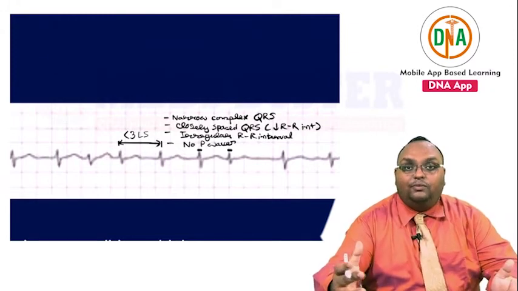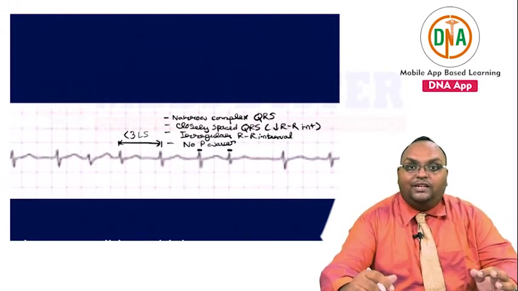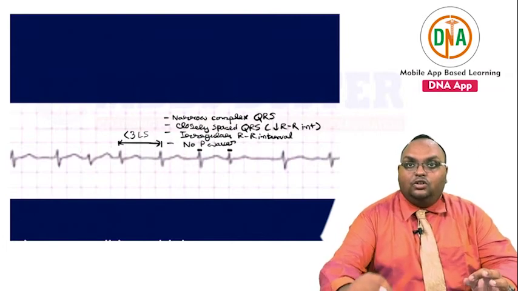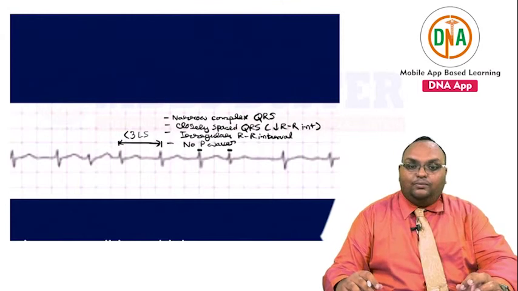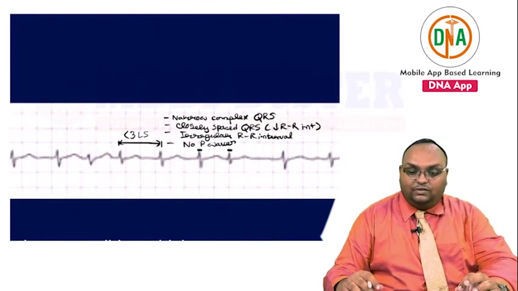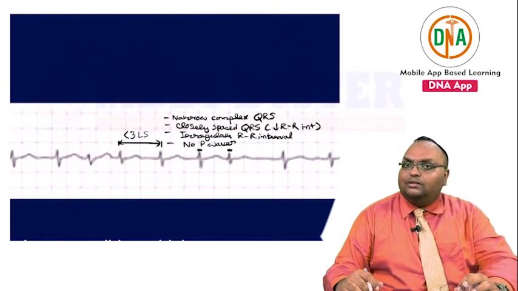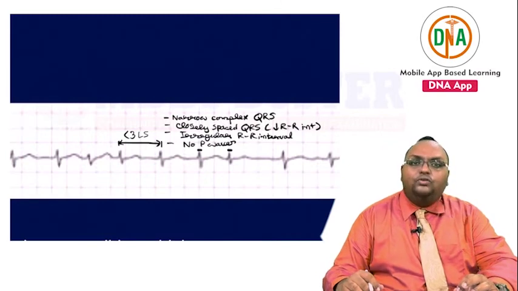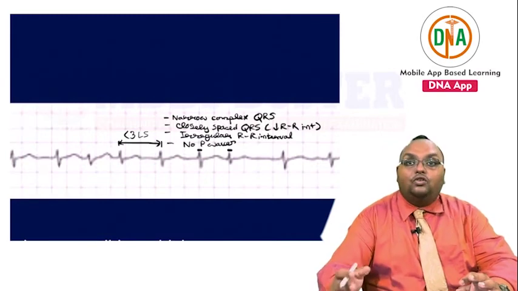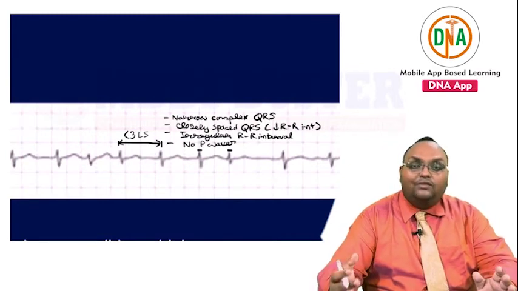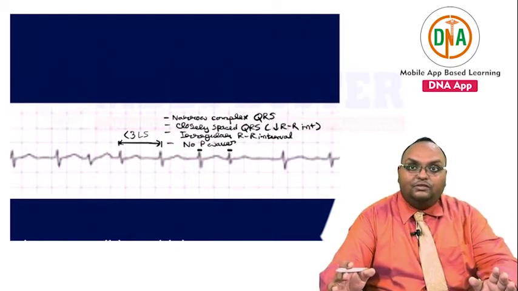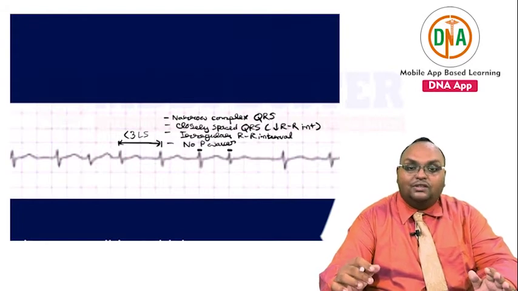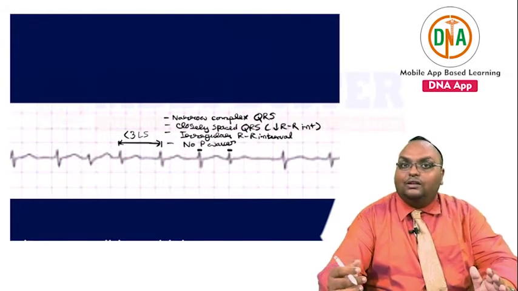Even if you do a JVP, the A wave of the JVP will be absent, right? And the S4, the fourth heart sound, will be absent, which is the atrial gallop. So these are the things which are absent in atrial fibrillation. In the ECG, as I already told you, yes, you will have a narrow complex QRS, you will have a decreased RR interval, which will be irregular, variable, and of course, you also realize that you have absence of P waves. That is pretty important.